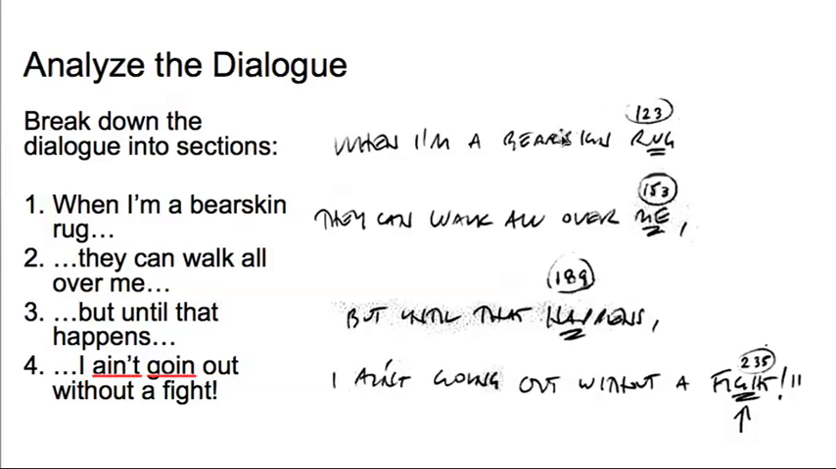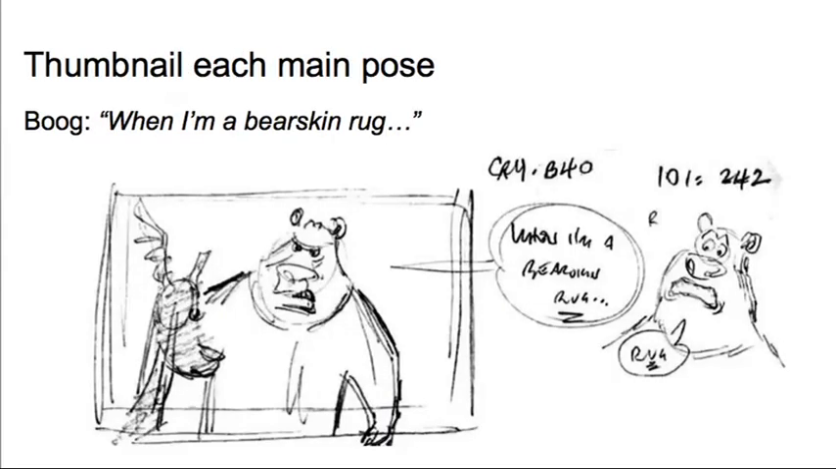This has all started at frame 101, by the way. So I've got a pose approximately every second or a second and a half, and the whole shot is going to be about 5 seconds long. So here are the thumbnails I did. When I'm a bearskin rug, I've got a little up accent on rug. His head is just going to tilt up a little bit.